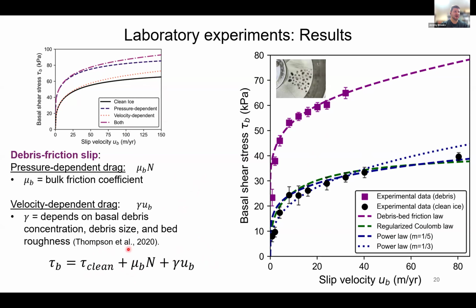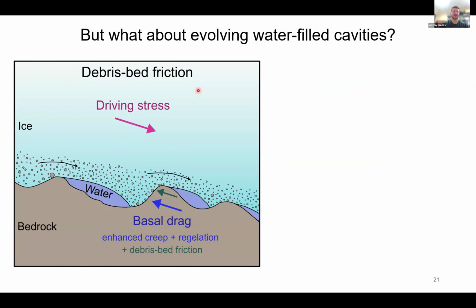And these coefficients have a lot of physics hidden in them that I'm not showing for the purposes of this talk, but especially this gamma coefficient here, which describes the velocity-dependent component of debris bed drag, fits pretty well with the previous theory published by Anna Thompson and others in 2020. So we've used this experiment to directly derive a debris bed friction slip law and seen that it's quite different from clean ice conditions. Now, the next thing we want to do is think about evolving water-filled cavities.